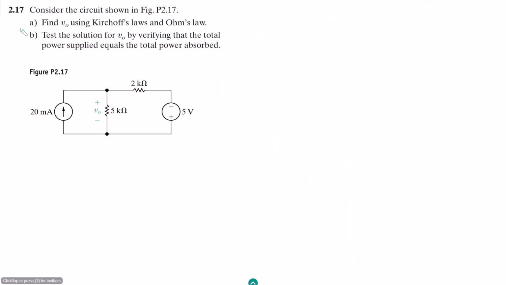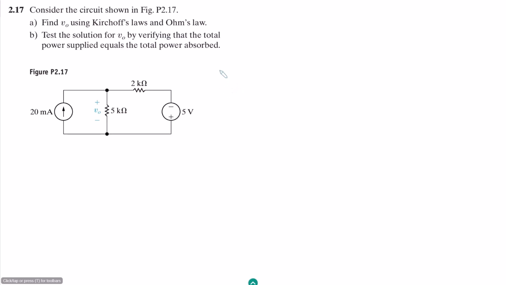So this is question 2.17, and the statement of this question is: consider the circuit shown in figure P2.17. This is a figure. In this figure, part A of it is find V0 using Kirchhoff's laws and Ohm's law. B, test the solution for V0 by verifying that the total power supplied equals the total power absorbed. Okay, so this is the circuit, and here we have to apply the Kirchhoff laws and Ohm's law.